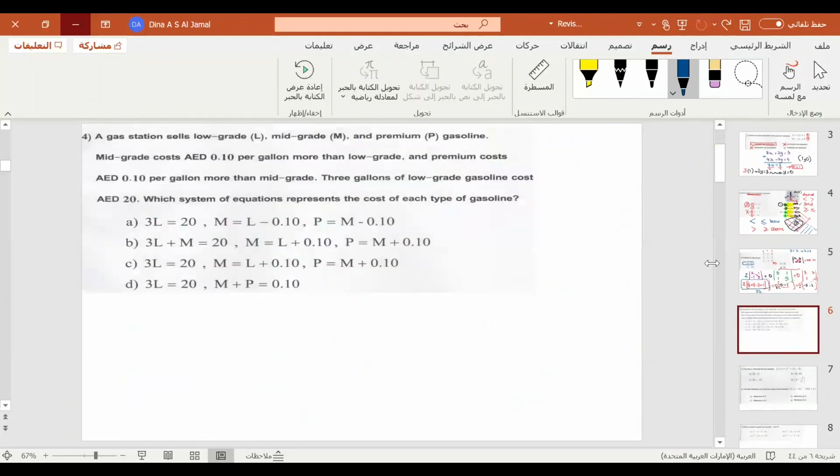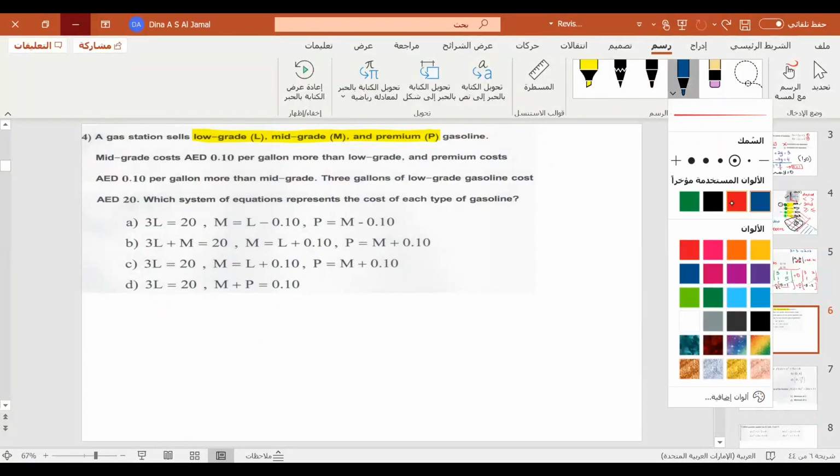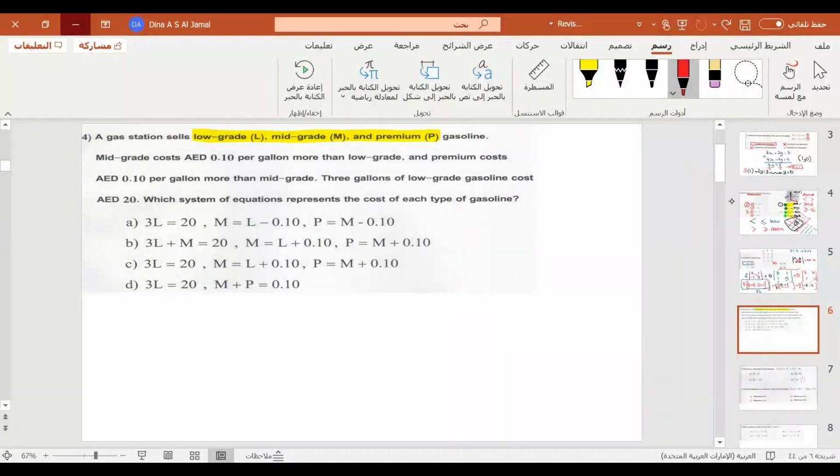Let's go to the other question. An interesting question. You are having a gas station, and this gas station will sell for you 3 types of gasoline. So if I would like to explain it in Arabic, أنواع من الوقود 3 أنواع يختلف حسب الدرجات. So it's all about low grade, mid grade, premium. So let's see each of them. What does it cost for me?